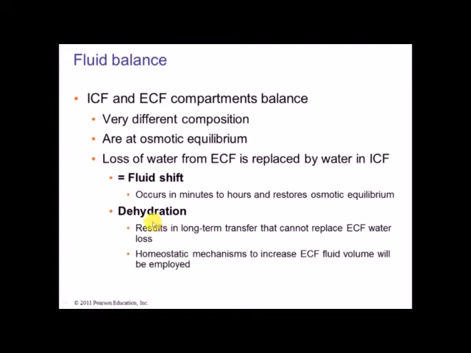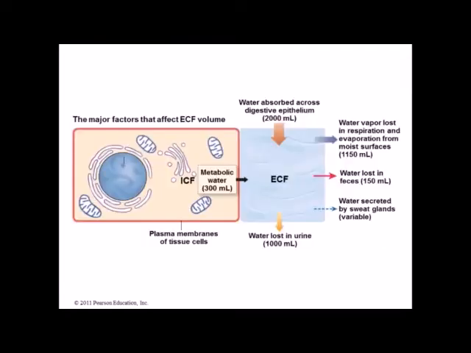So if we have dehydration, this is a long-term transfer, but it still cannot replace the extracellular water loss that's taken place. It's going to take the water out of the intracellular fluid and try to put it into the extracellular fluid to increase the volume of your blood, but it's not going to be able to do that because there's not enough present. So then we're going to start looking at some homeostatic mechanisms to increase that extracellular fluid, and we've talked about these in the past. We're looking at aldosterone and ADH, which will try to increase the extracellular fluid volume. So these are the factors that affect extracellular fluid volume.